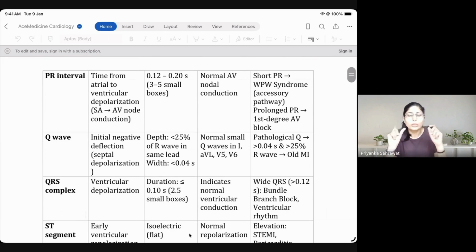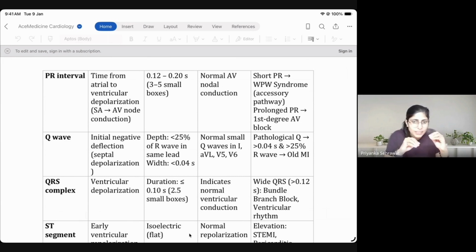PR interval. We know that PR interval is depicting AV nodal delay, right? PR interval is denoting the conduction of the current through the AV node. And how much is the normal PR interval? 0.12 to 0.20 second, which corresponds to 3 to 5 small boxes. So when we measure PR interval or anything, we don't use a scale. We look at the boxes, we count the boxes, right? So this is important. So 3 to 5 small boxes, it just denotes the AV nodal conduction.